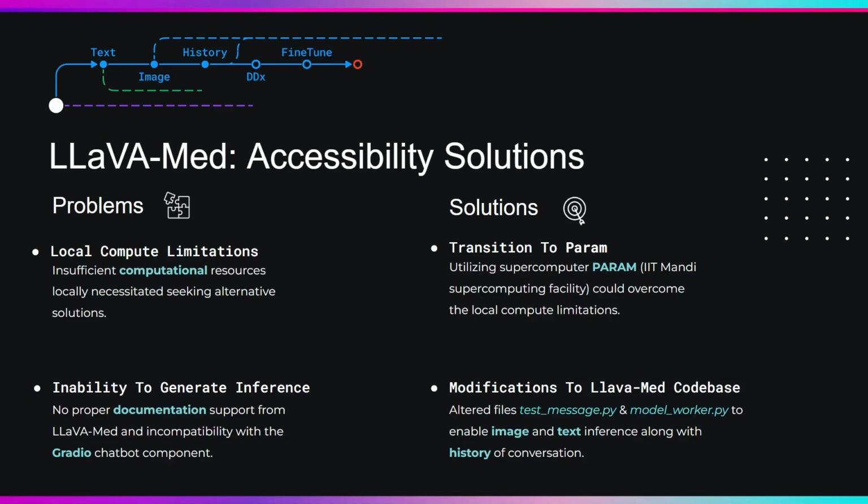We tried to implement LavaMed on a local machine using the GitHub repo that they provided. We faced several issues. One of the first issues was the local compute limitations. This model requires 24 GB just to load and take inference, and we did not have GPUs with that much VRAM. Even on Colab Pro, we were not able to run it for more than 1 hour. All the compute units were exhausted in about 1 hour only.